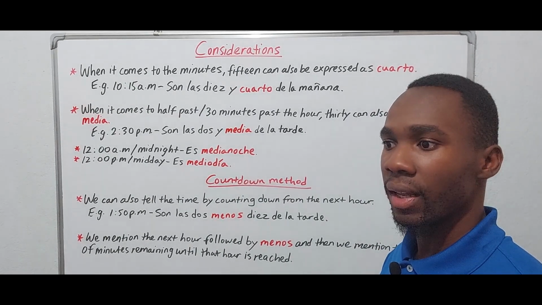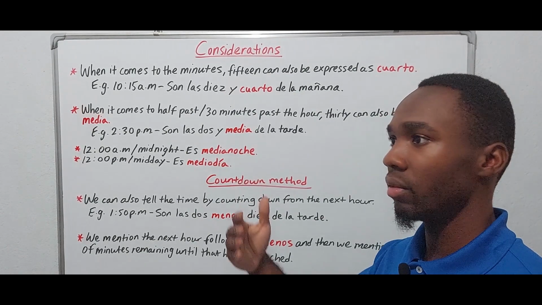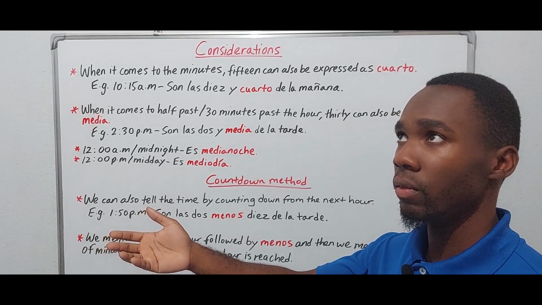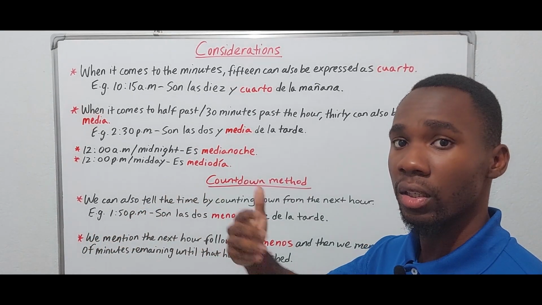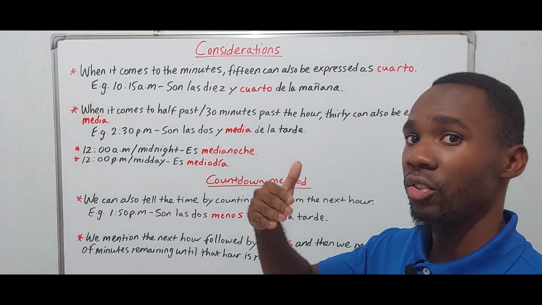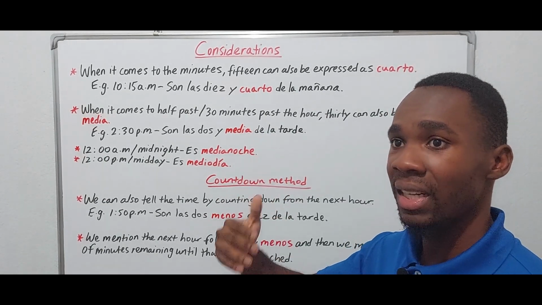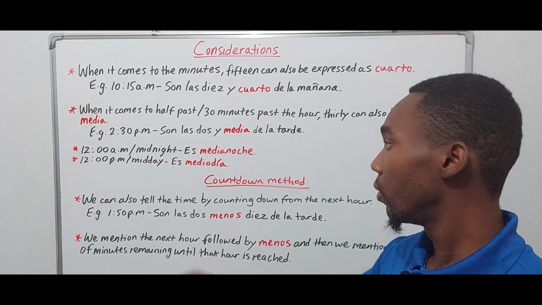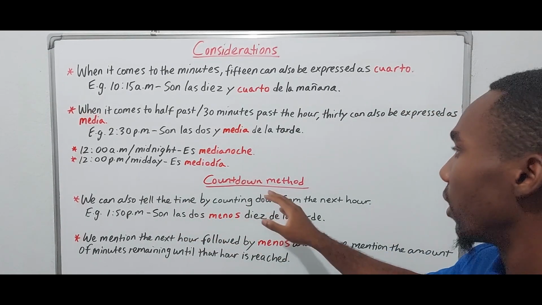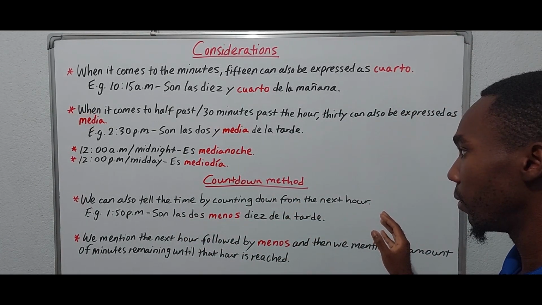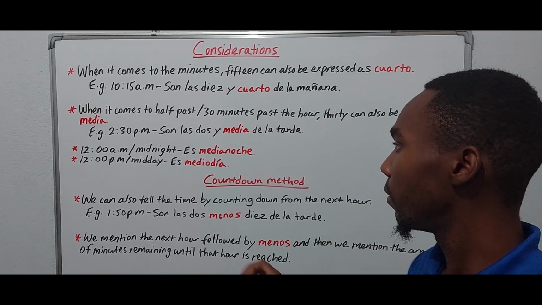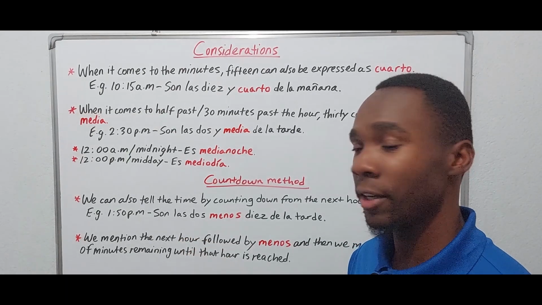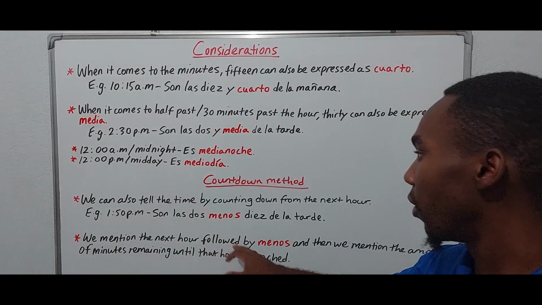Now, of course, when we're telling time, we don't always say it is the hour followed by the number of minutes. Sometimes we do what is called a countdown method, right? Where we count the amount of time remaining until the next hour is reached. So we can do that in Spanish. So we can also tell time by counting down from the next hour, right? So to do that, let me skip to the actual explanation before we get to the example. So we mention the next hour followed by menos.